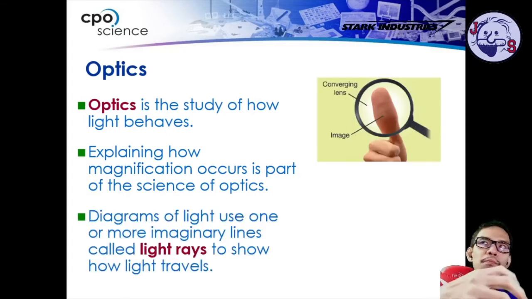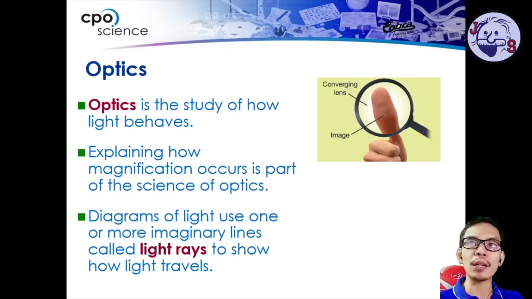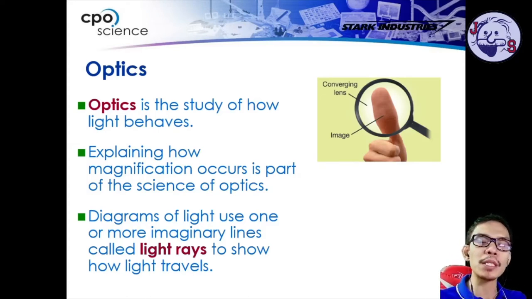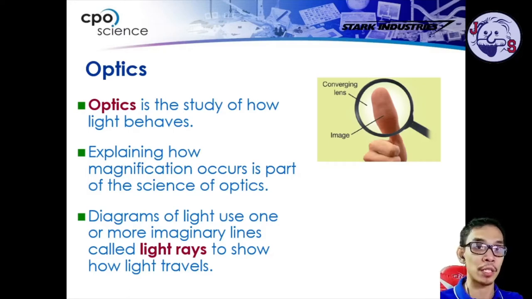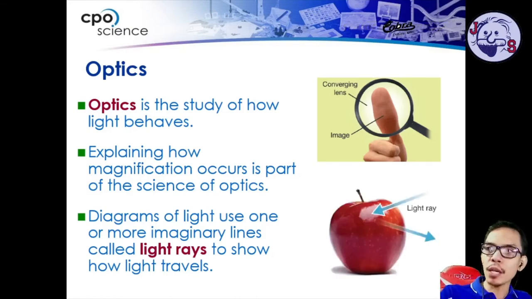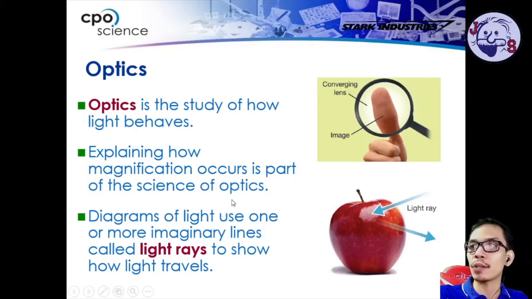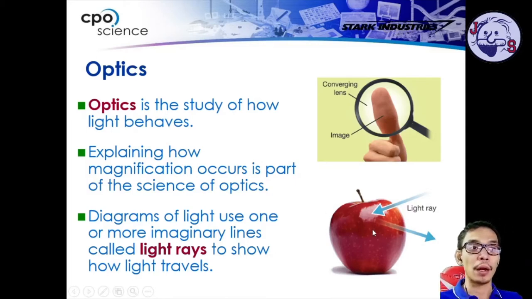In making diagrams in optics, we will use imaginary lines, arrow lines to be exact, to represent light rays. These light rays are very crucial in studying optics. Without these light rays, optics will be impossible to study. With the use of these light rays, we will show how light travels from one material to another, or from a shiny surface, and then bounces off. With the use of an arrow as a representation of a light ray, we will be able to find out how these light rays interact with one another.